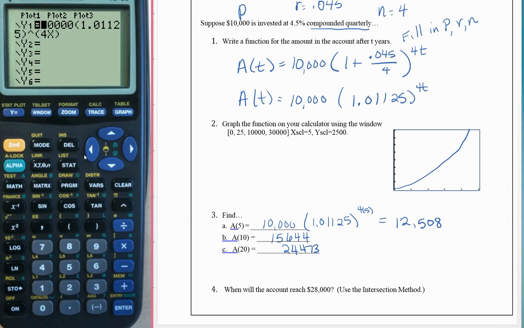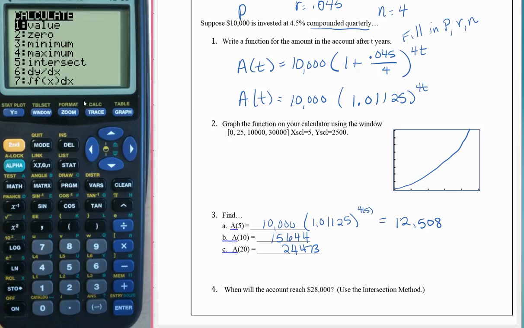So what we're going to do in Y2, we're going to put 28,000. And we're going to look at the graph. We're interested in the intersection. We want the X value of that intersection. So remember, to get the intersection, you're going to hit second calc, and number 5 is intersect.